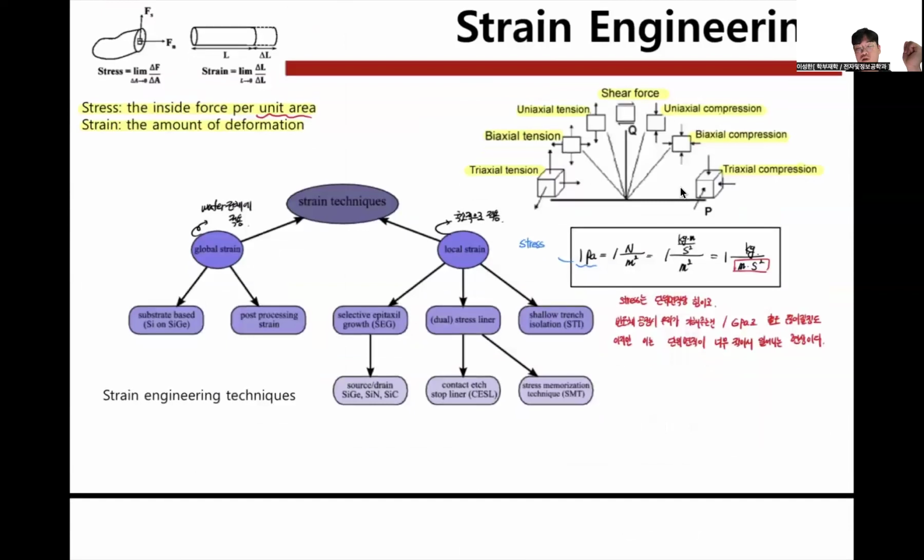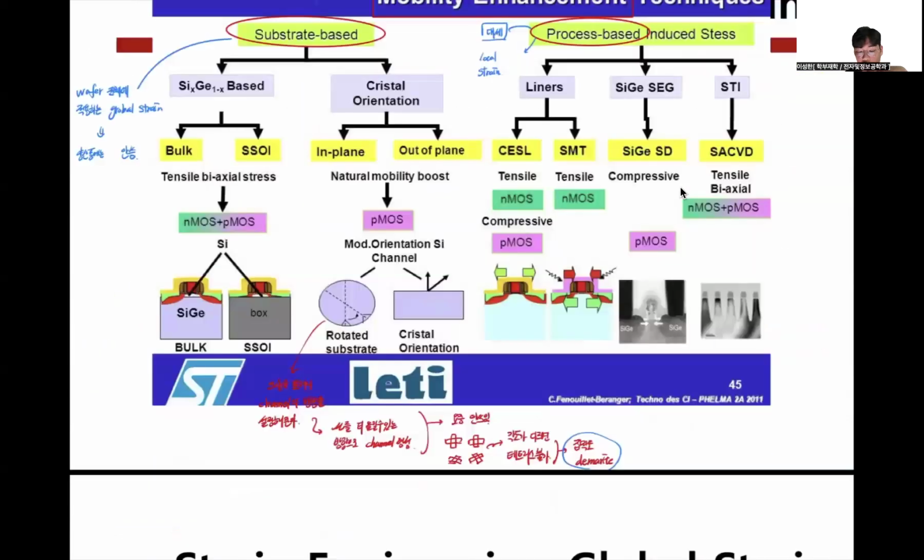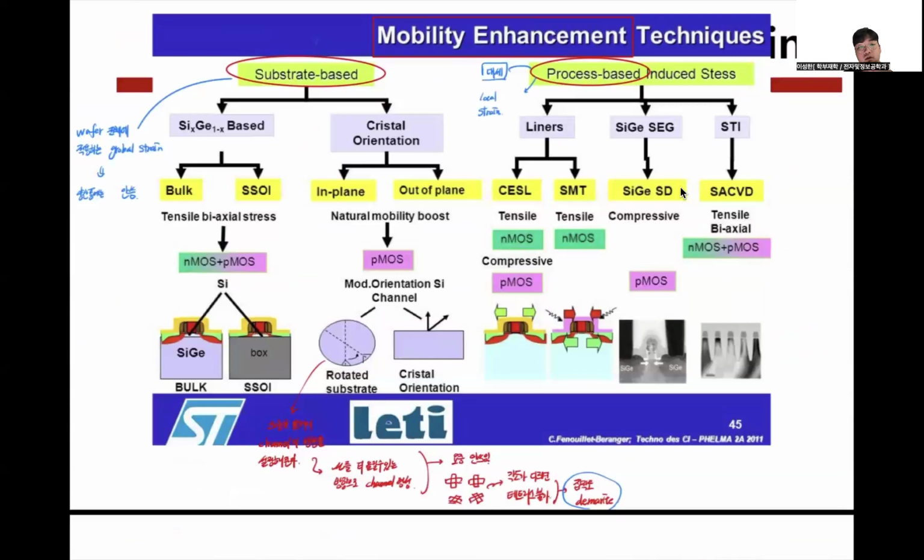Because the semiconductor is scaling down, it causes many problems. The most important is that the mobility in the channel saturates and gets worse. So we have to improve this mobility, and we use strain engineering in the channel. I'm going to talk about how we use the strain engineering technique.